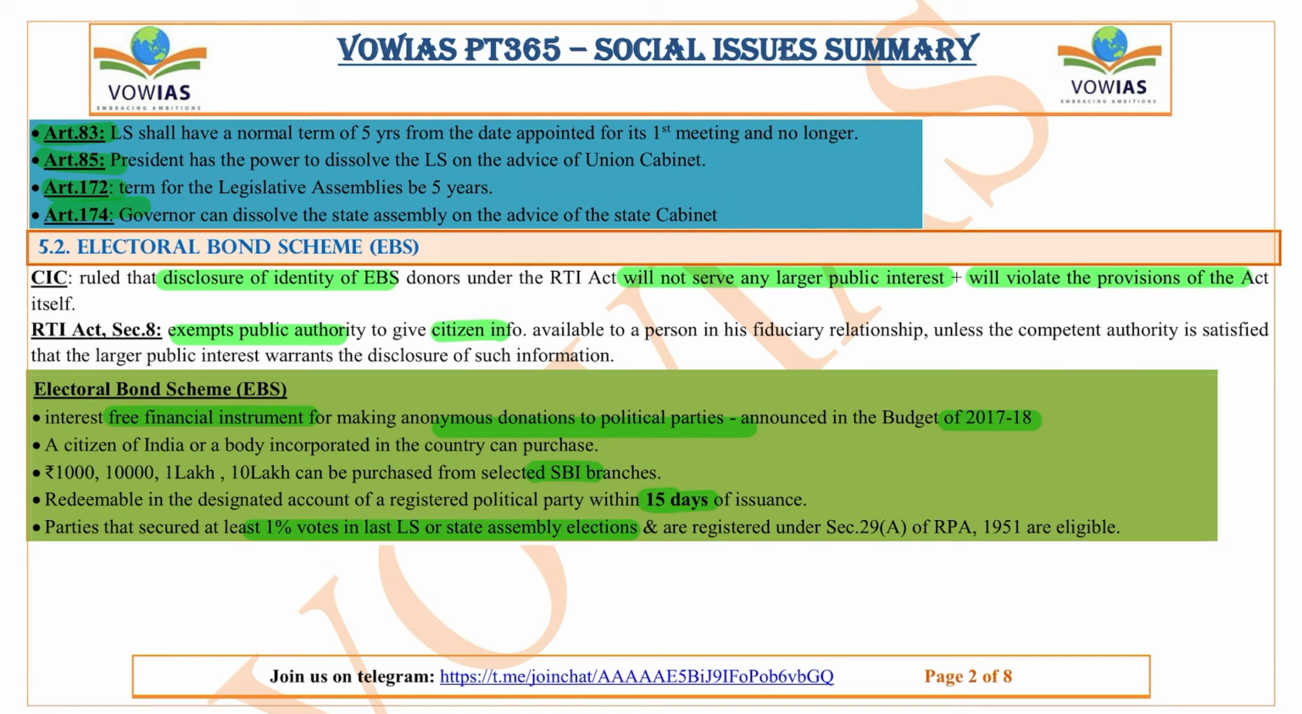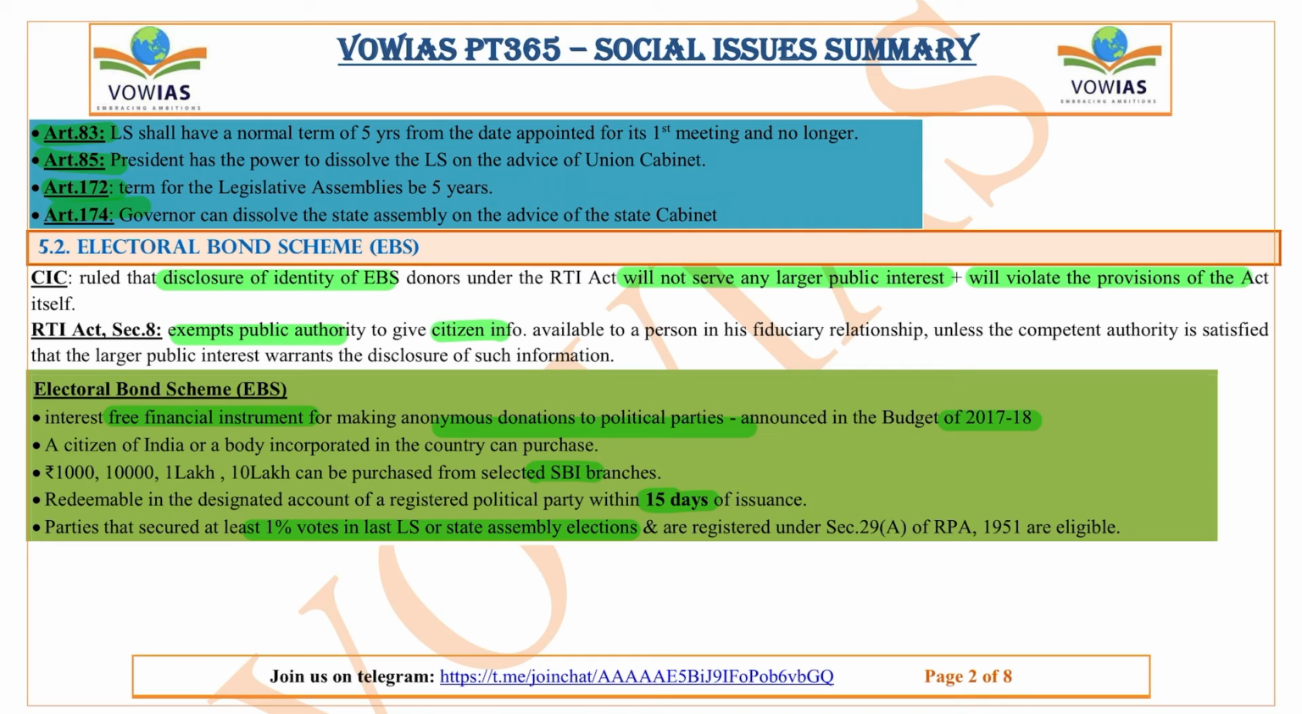Next one is the electoral bond scheme. And recently the Central Information Commission ruled that the disclosure of the identity of donors under the electoral bond scheme under the RTI Act will not serve any larger public interest, plus it would even violate the provisions of the Act itself, because in this electoral bond scheme, the names of the donors donating the money are not coming out.